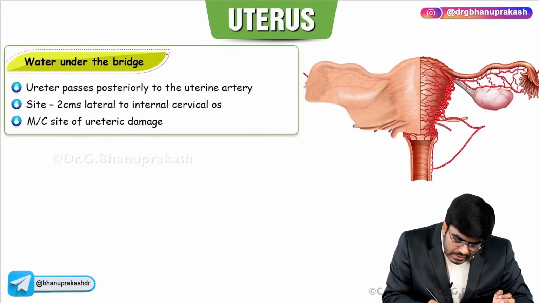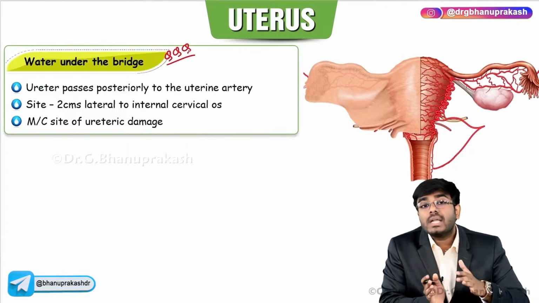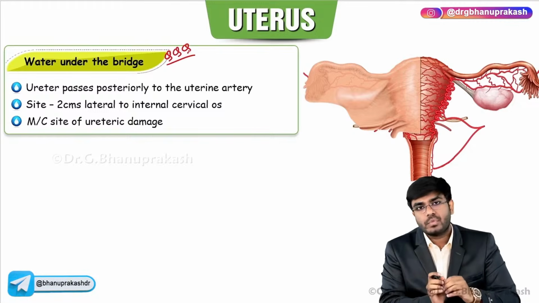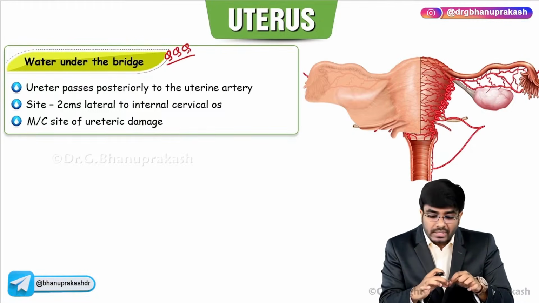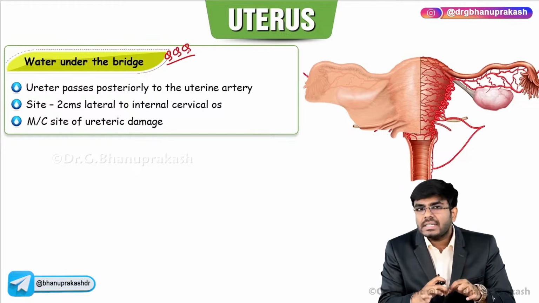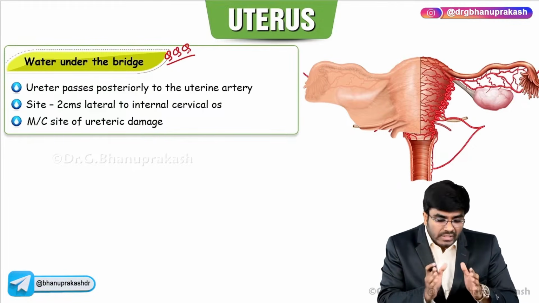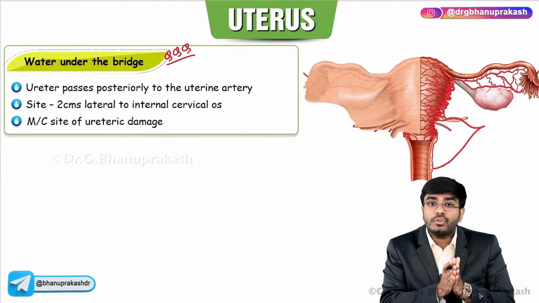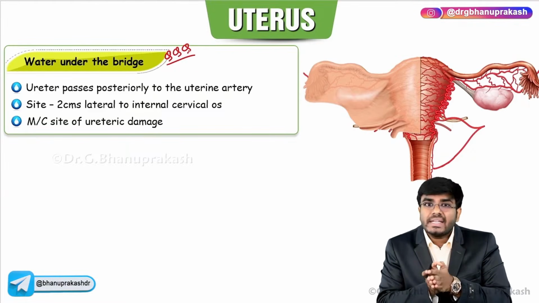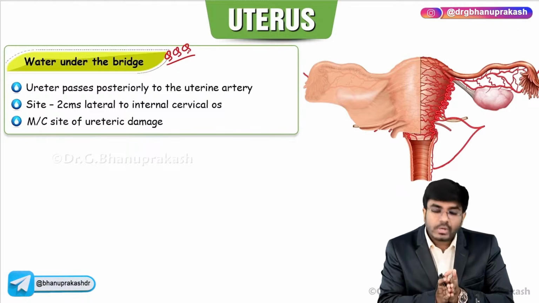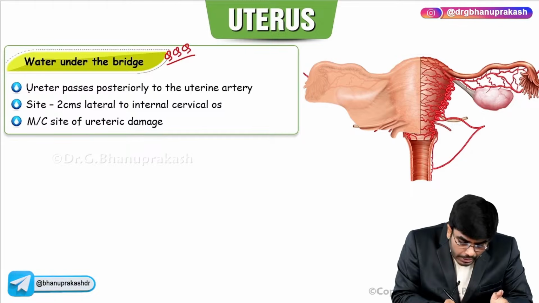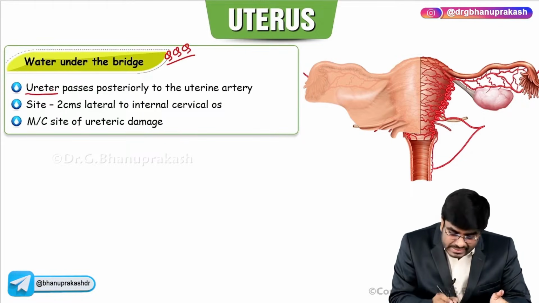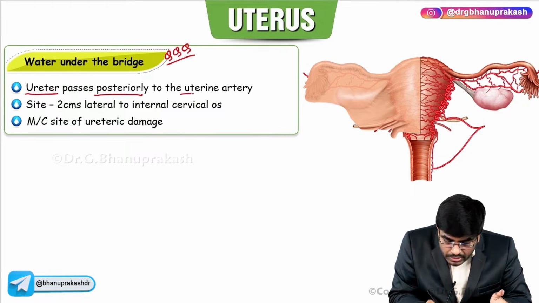What is this water under the bridge? Water here is nothing but the urine. So what is this bridge? The bridge which I am talking about right here is nothing but the artery. Which artery? Uterine artery. So the relationship between the uterine artery and the ureter, which carries the urine, is known as water under the bridge. So what I am trying to put, guys, is that the ureter passes posteriorly to the uterine artery.